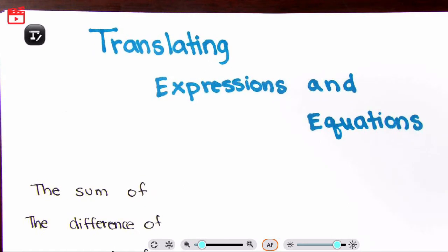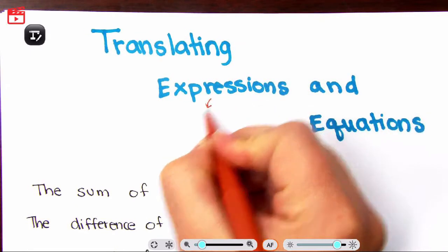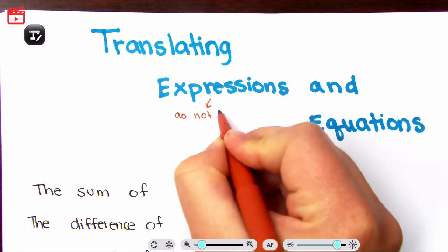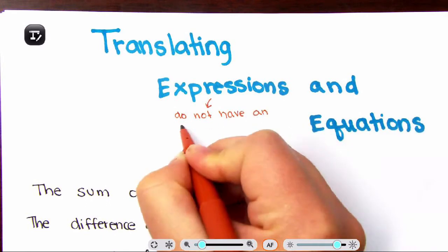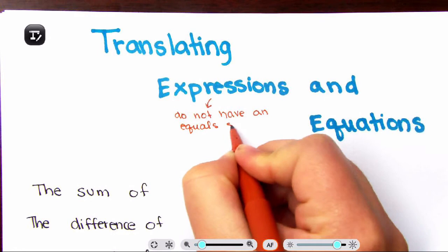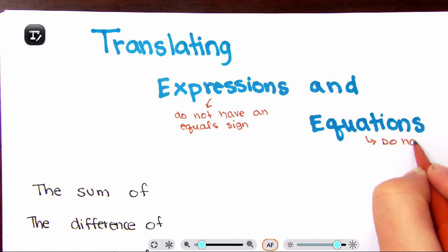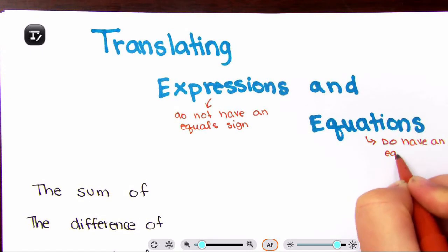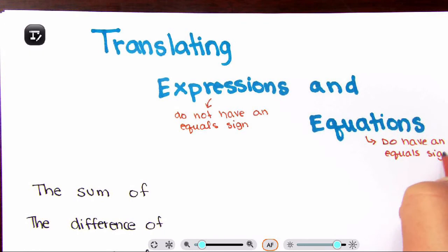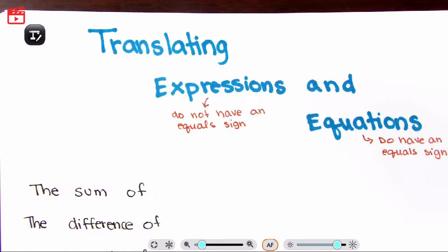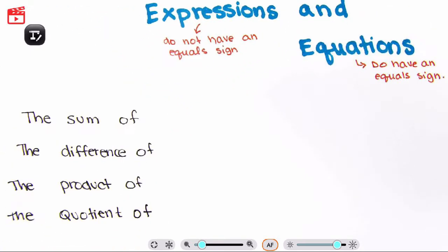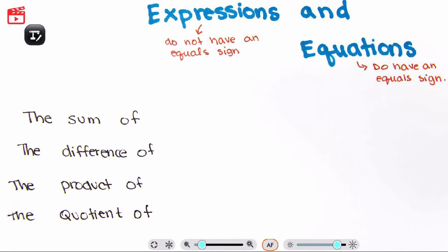All right, let's go ahead and get started. First thing I want to say, expressions do not have an equal sign. Equations do have equals. So when we're translating both expressions and equations, some of the translations will have an equal sign, some of them will not have an equal sign. It just depends on what we're working with. Whenever we're dealing with translating, you're going to come across things that have mathematical meaning.